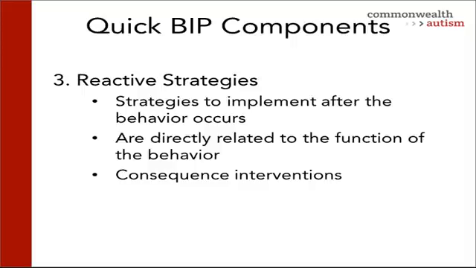In terms of reactive strategies, these are strategies to implement after the behavior occurs. So you've done all of these proactive strategies. You really try to avoid the behavior, but it occurs anyways. And so the reactive strategies are the things that you do once the behavior starts occurring. They're directly related to the function of the behavior, and we also call these consequence interventions.